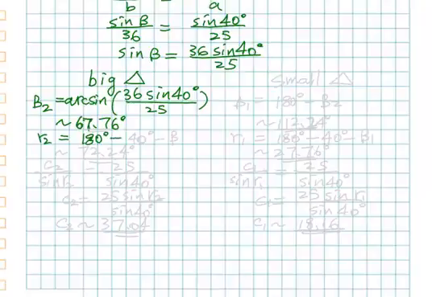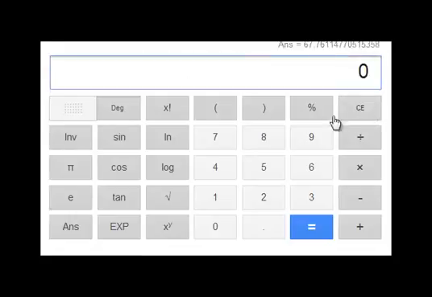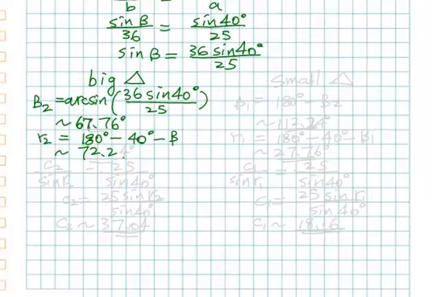Then gamma sub 2 equals 180 degrees, subtract 40 degrees, minus beta. We press the AC button, 180, subtract 40, subtract the answer from the previous result, equals, which is approximately 72.24 degrees.